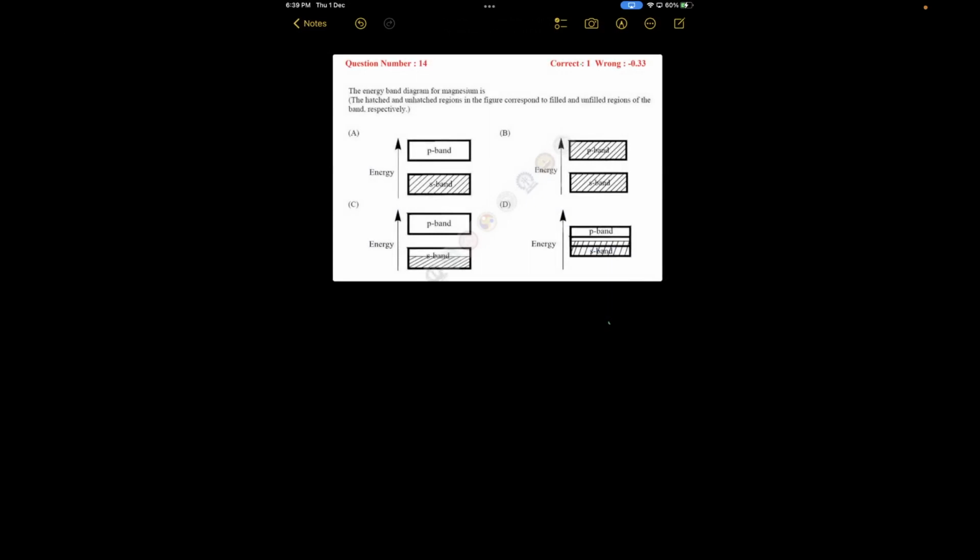Okay, so this is question number 14 from the 2017 paper, and this question is from the band theory of solids. Now in this question the energy band diagram for magnesium is given, and we have to find out the correct option here. The hatched and the unhatched regions in the figure correspond to the filled and the unfilled region of the band respectively. Okay, so let's first talk about some basics of band theory.